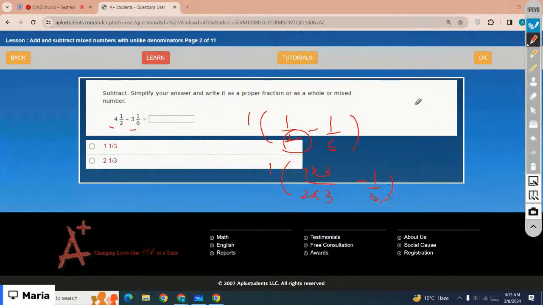3. So that is 1 whole, 2 times 1 times 3 is 3, 3 over 6 minus 1 over 6. So you have 3 minus 1 is 1 whole 2 over 6. Divide them by the common factor 2. Yes, very good. That is 1 whole 1 over 3. Option number 1 is the correct option.